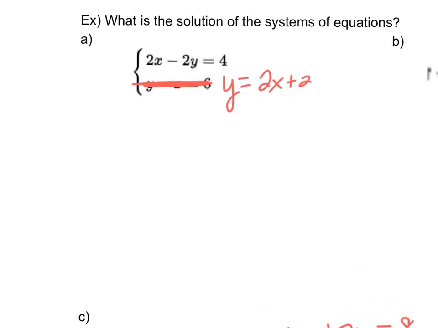Okay, and I did change this problem a little bit, so if your problem on your notes is different, go ahead and change it. So this one, y is already by itself on the second equation. So what we're going to do is take all of this and input it into this y right there. So let's do that. So we still have the 2x.